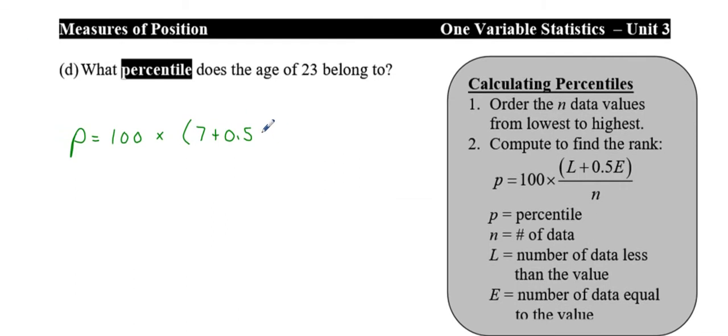So that's 0.5 times 4. And it's divided by n, which is the number of pieces of data, which is 15. And when you calculate that, you get 60. So therefore, it's the 60th percentile.